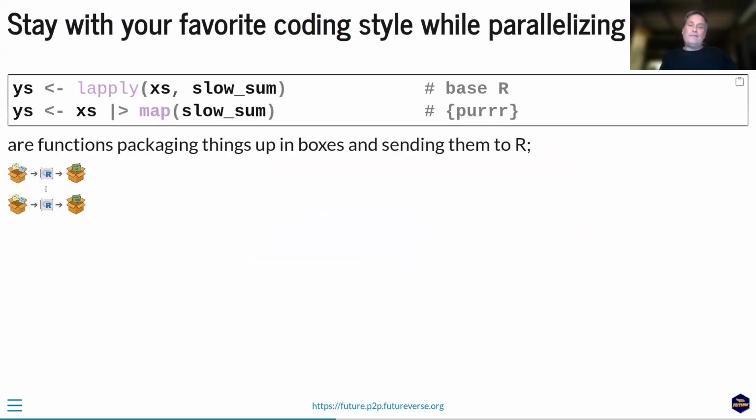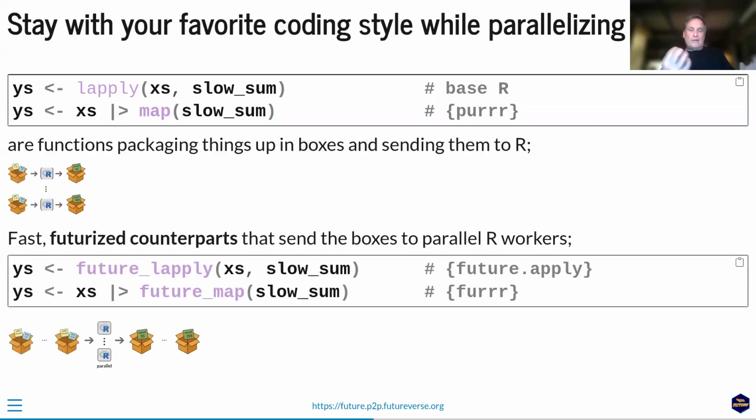Okay, so consider the classical lapply function in base R or the map function in purrr. They iterate over some input data and call a function over and over. You can think of them as functions that package things up in boxes and send them to R, one by one, sequentially. There are futurized versions of those that work exactly the same, packing things up in boxes, but sending those boxes out to parallel workers and then collecting the values back. Otherwise, they work the same, so from the outside you can treat them as the same. Okay. So that's the power of futures.